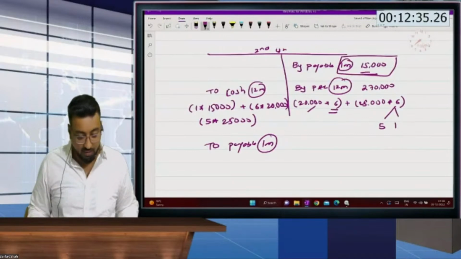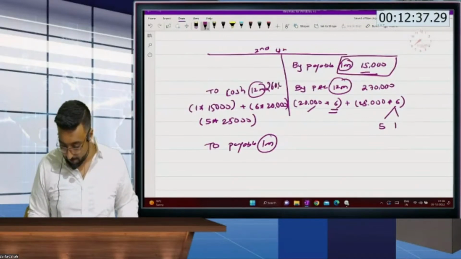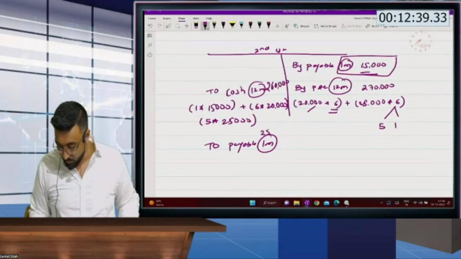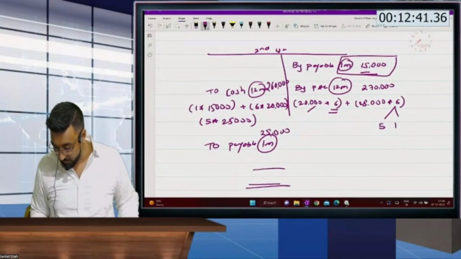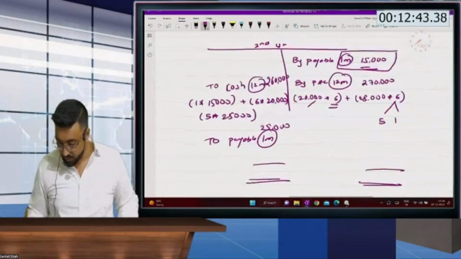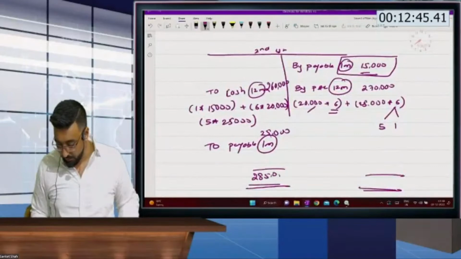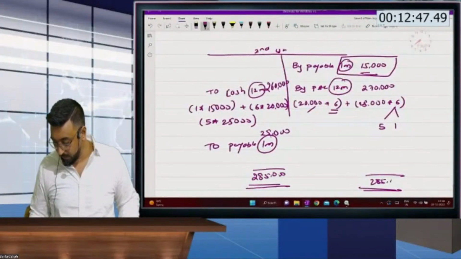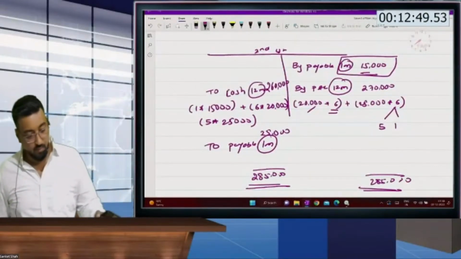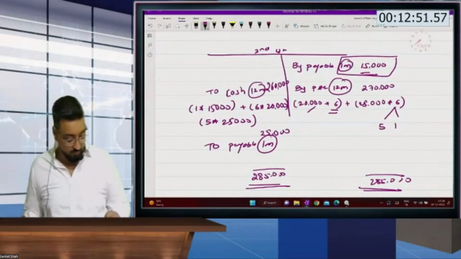So to cash this is 2,60,000 and to payable 25,000. So you are getting total of 2,85,000.